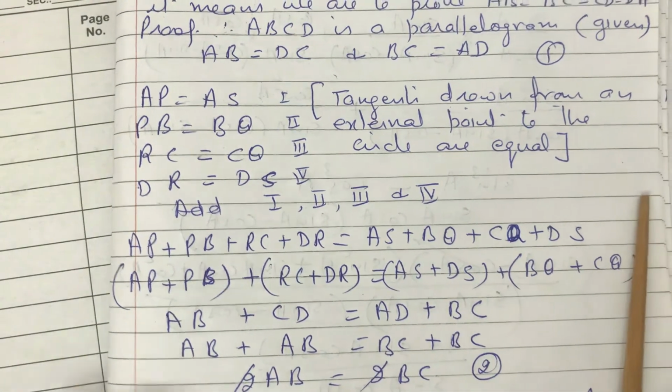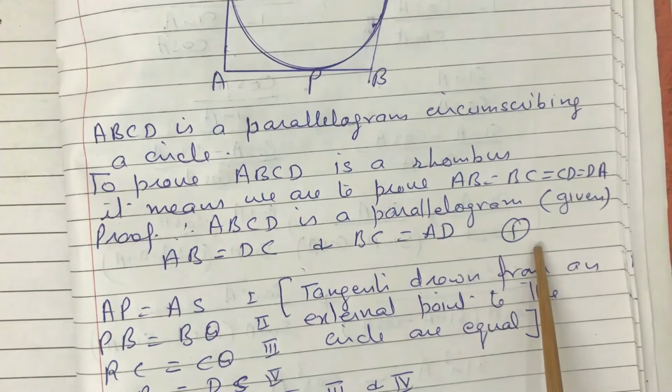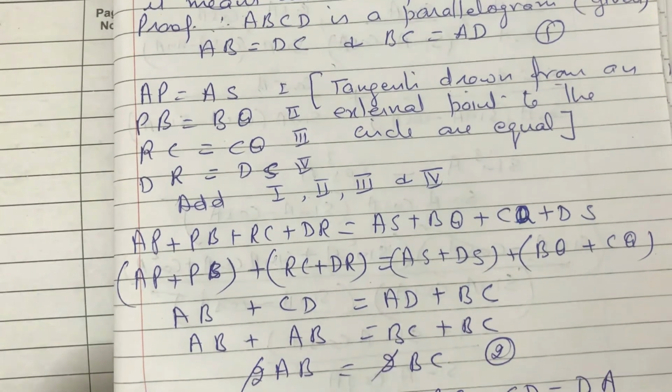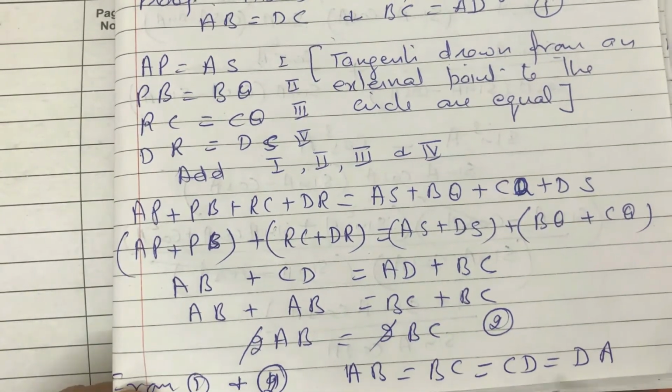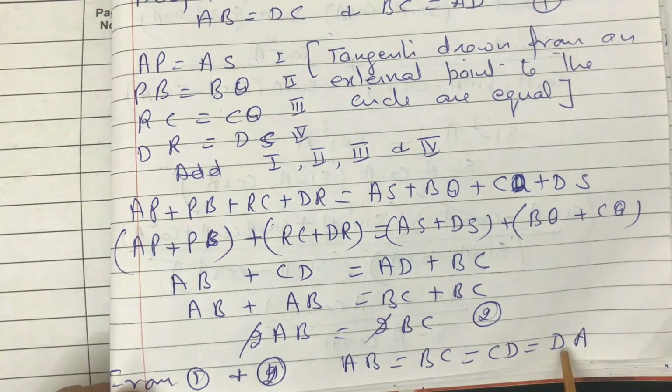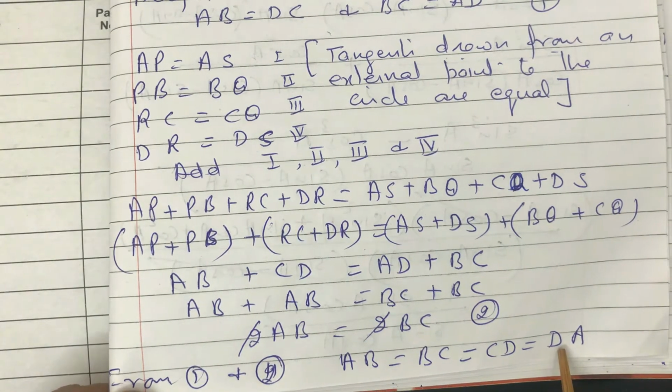And from here 1 and from here 2, we have AB is equal to BC is equal to CD is equal to DA. So all the sides are equal. So ABCD is a rhombus.